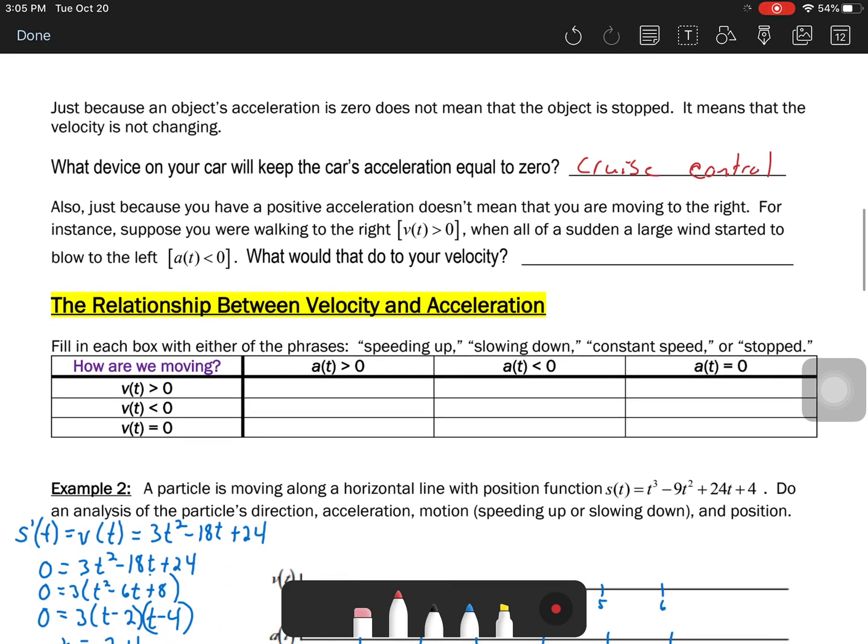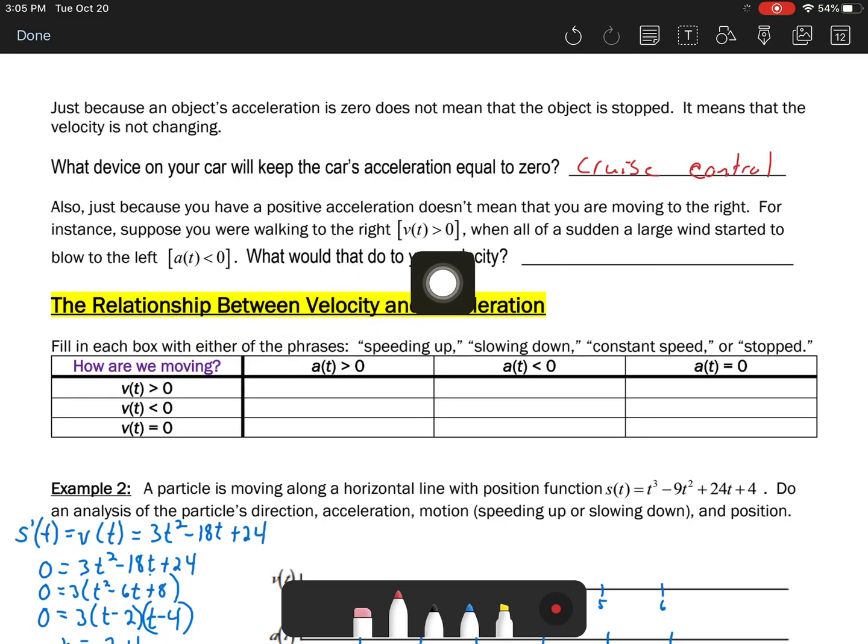Okay, so we can use our cruise control. Also, just because you have a positive acceleration does not mean that you are moving to the right. For instance, suppose you're walking to the right with a positive velocity, so that means you're walking to the right. All of a sudden, a wind starts to blow to the left, where you have a negative acceleration.